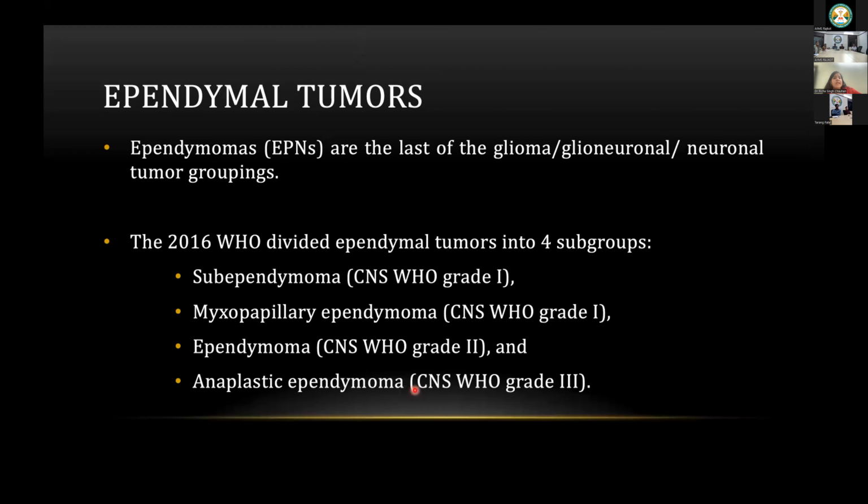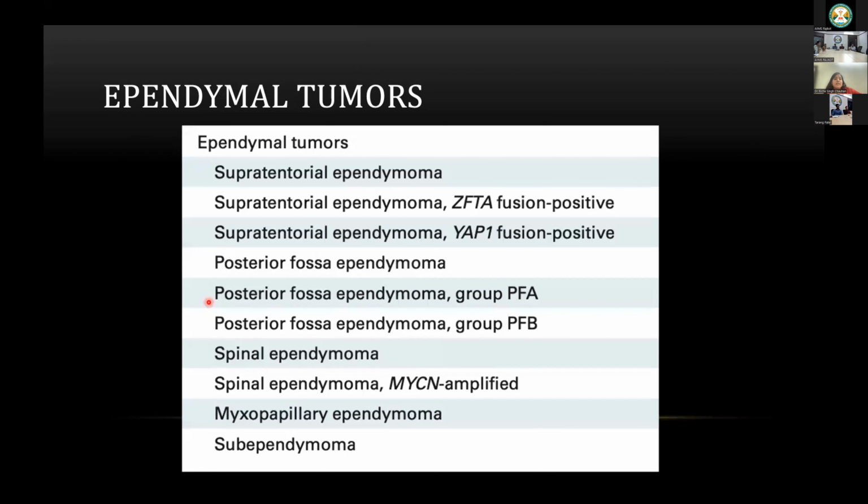Now coming on to the next group, that is ependymal tumors. In 2016, there were 4 groups: the subependymoma, myxopapillary ependymoma, ependymoma, and anaplastic ependymoma. But this type of division is nullified now, and in the recent classification, the ependymal tumors or the ependymomas are basically divided on the basis of their site. So 3 sites are defined, that is supratentorial, posterior fossa, and spinal.